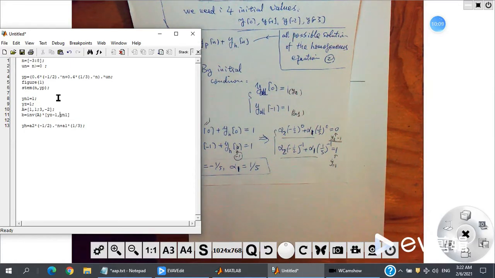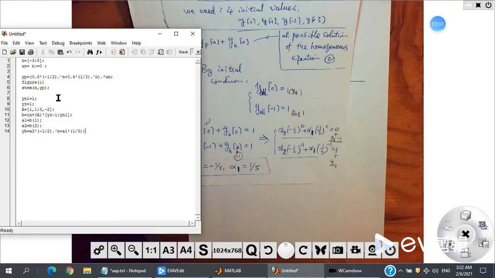Oh, it's a column vector. Alright, so we have B. A1 is just the first element of B, and A2 is the second element of B. Okay, I get A1 and then B, then I plug in, I have YH.